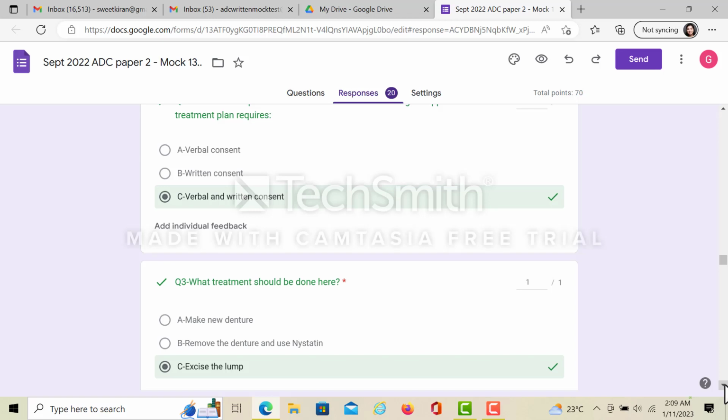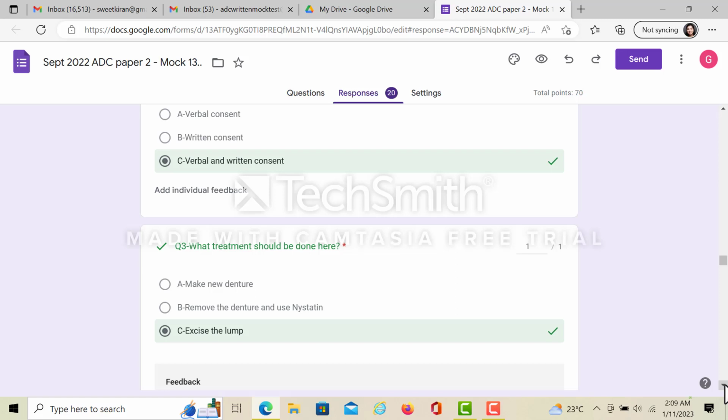So making a new denture is advisable, okay, because it's been 2 years and you don't know if the denture is fitting properly or not. But since the patient said there is pain only during mastication and otherwise the denture fits well, making a new denture is low on the list of my priority. Remove the denture and use nystatin. Nystatin is antifungal. This is not a fungal infection. This is like a physical obstruction in wearing the denture. So the right option here is excise the lump.